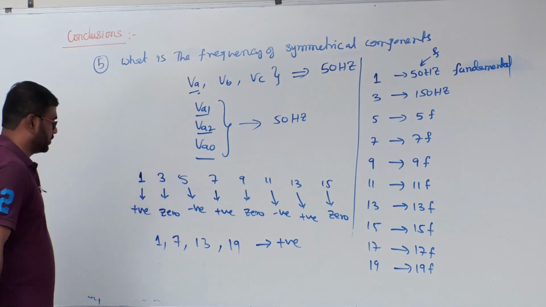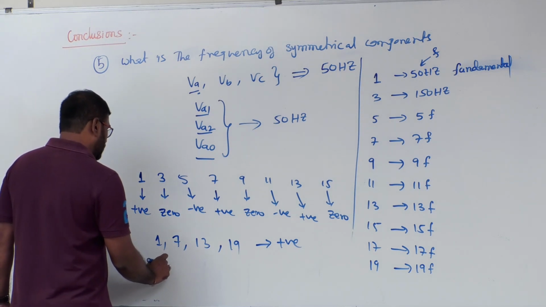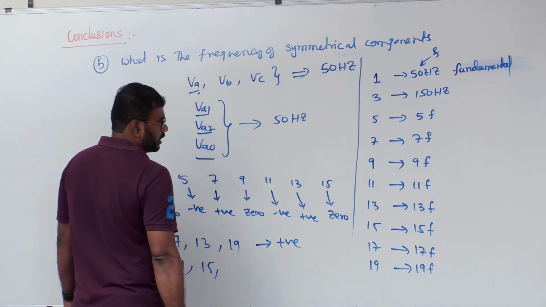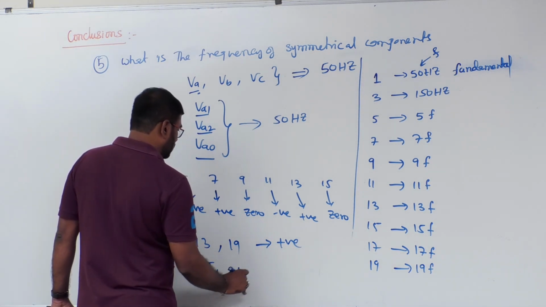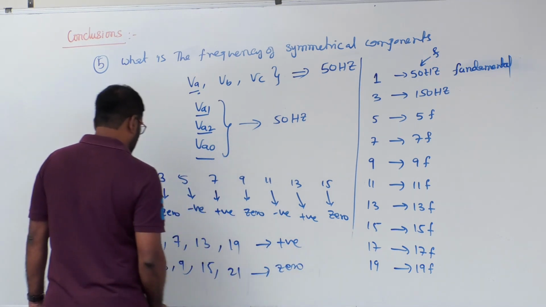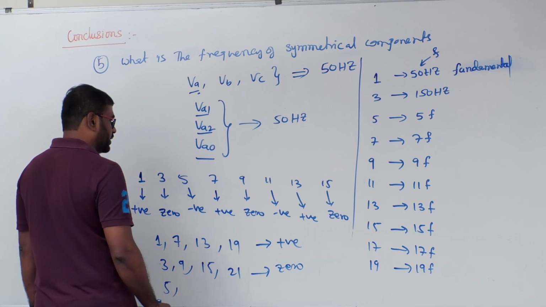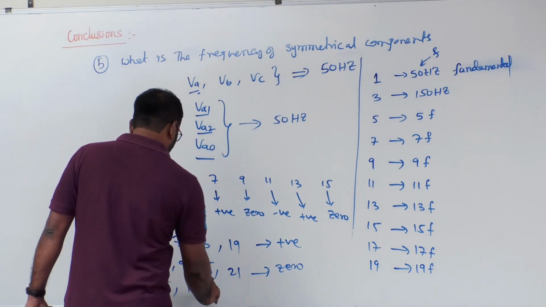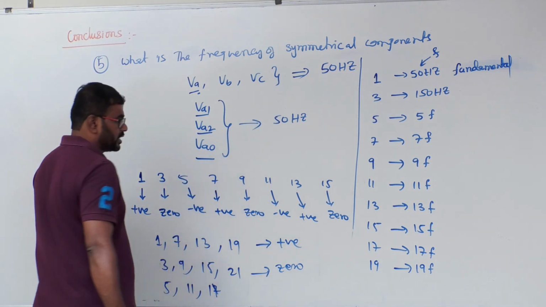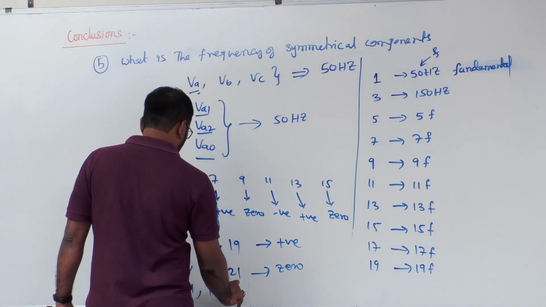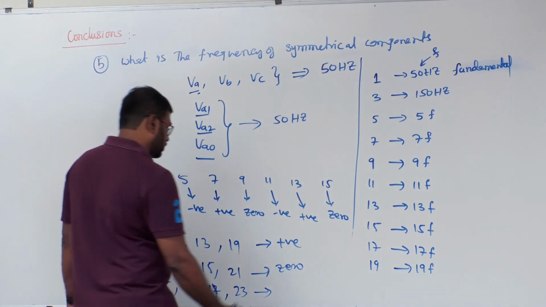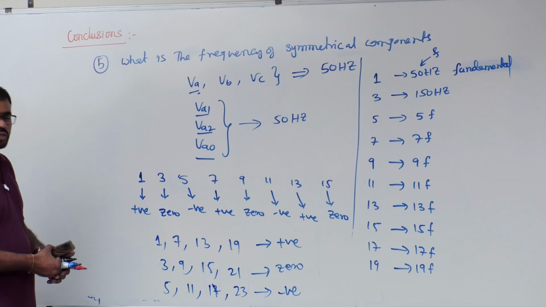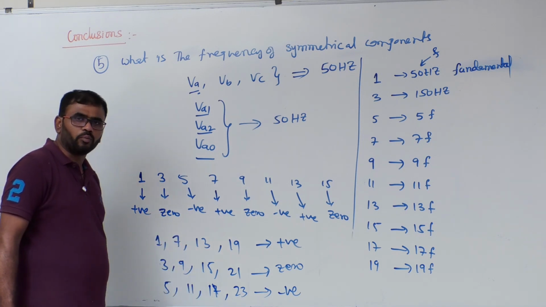Remember, sir, this is the next conclusion. The third harmonics, the triplen harmonics, 9th, 15th, and after that 21st, are similar to zero sequence. And then the 5th harmonic, the 11th, the 17th, and after that the 23rd, are similar to negative sequence. Clear, sir? So this is a very important conclusion.